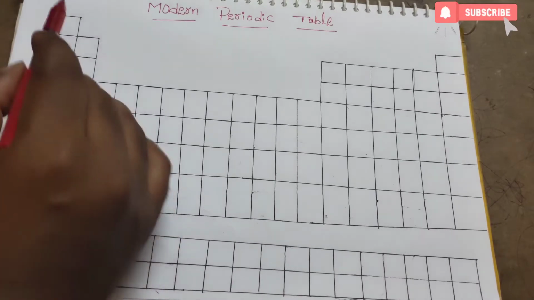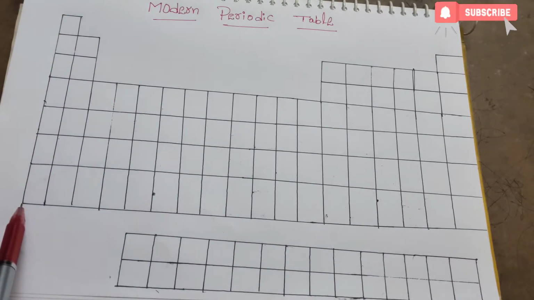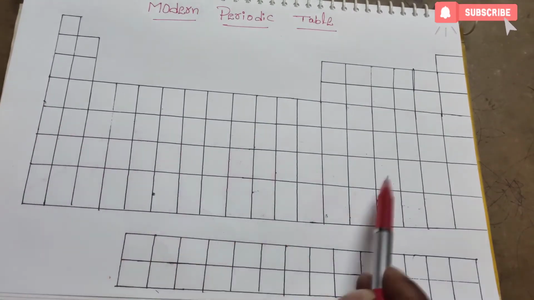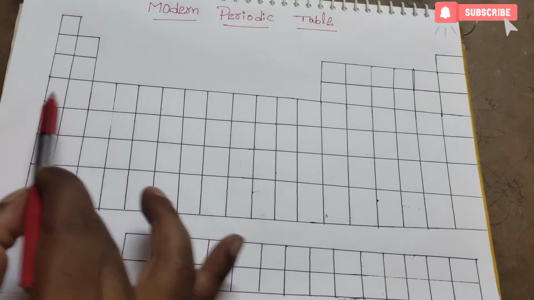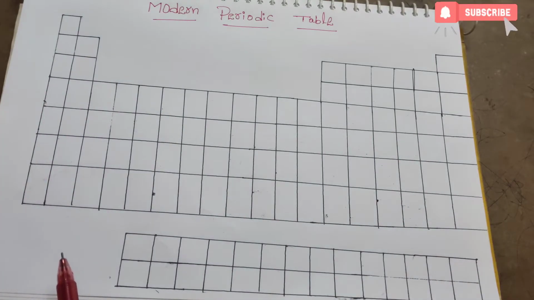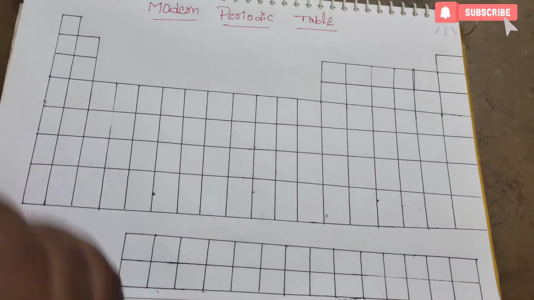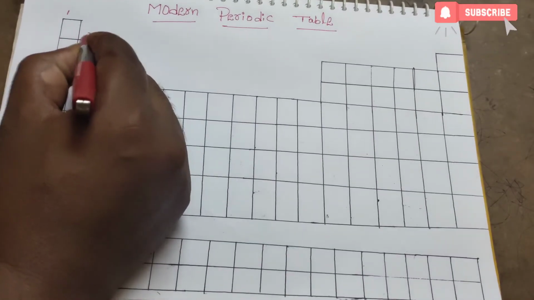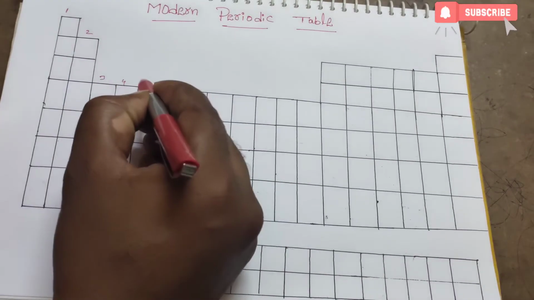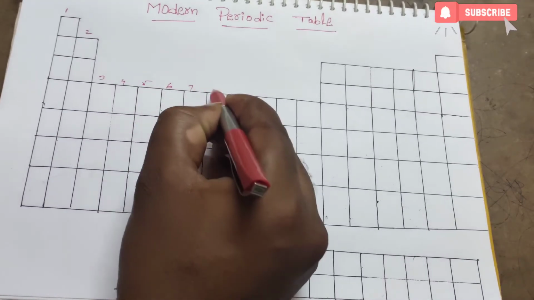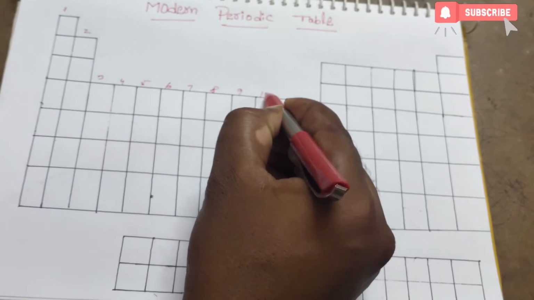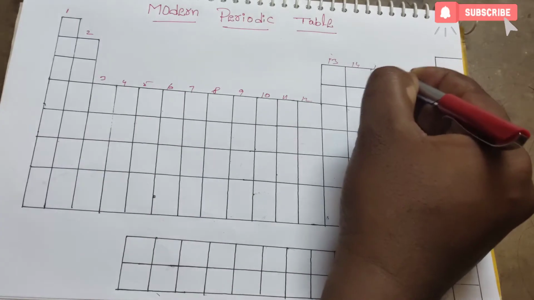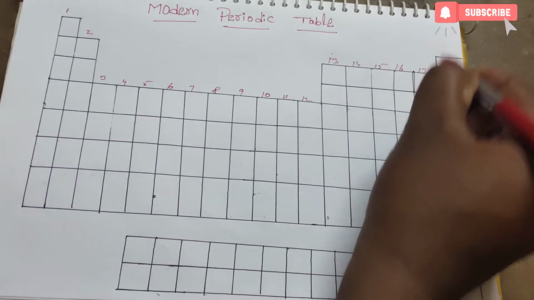The vertical columns, vertical meaning top to bottom, are called groups, and the horizontal lines are called periods. Top to bottom is called groups and left to right is called periods. The elements are arranged into 18 groups. The group numbers are written in Arabic numerals: 1, 2, 3, 4, 5, 6, 7, 8, 9, 10, 11, 12, 13, 14, 15, 16, 17, 18.